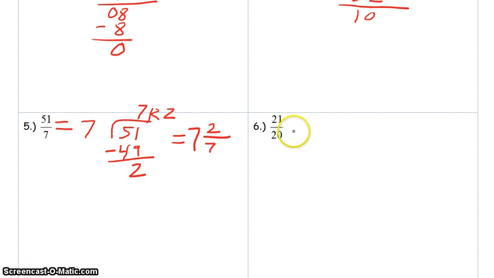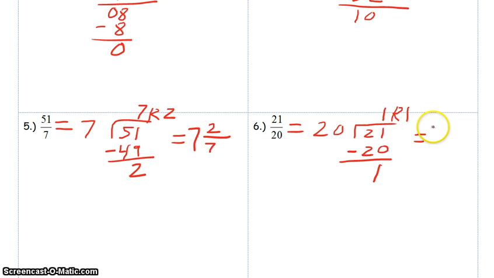Now we come to our final problem. We need to take 20 into 21. 20 goes into 21 one time. So we would say 1 times 20 is 20. 21 minus 20 is 1. So our remainder is 1. Our final answer, the whole number is 1. Our denominator stays 20. And our numerator is 1. So our final answer is 1 1/20.